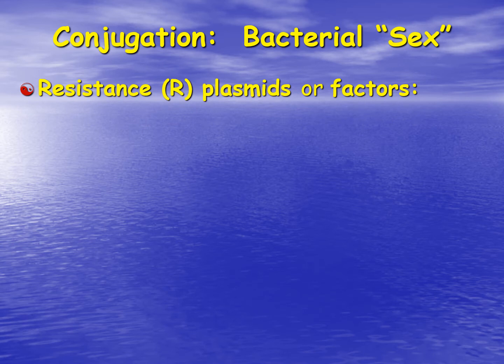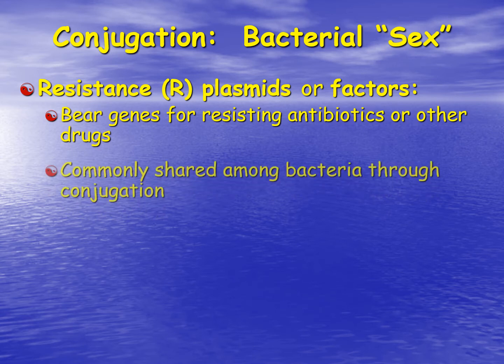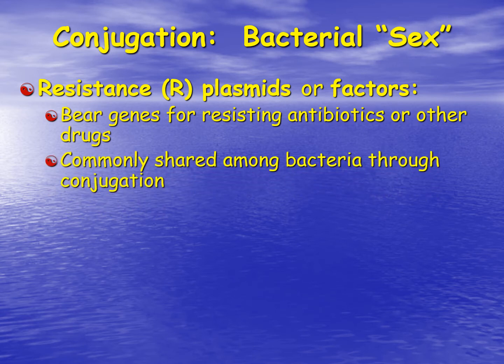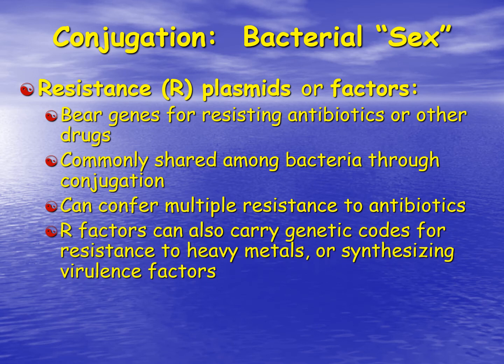So lots of different genes can go along with the fertility factor, and one of the big things that we're very concerned about are resistance genes. These bear genes for resisting antibiotics or other drugs. And these resistance plasmids are shared commonly among bacteria through conjugation. And so this is one of the things that leads to antimicrobial resistance. The R factors can also carry genetic codes for resistance to heavy metals or for synthesizing virulence factors, which makes the recipient cell more virulent or more pathogenic than it was before.